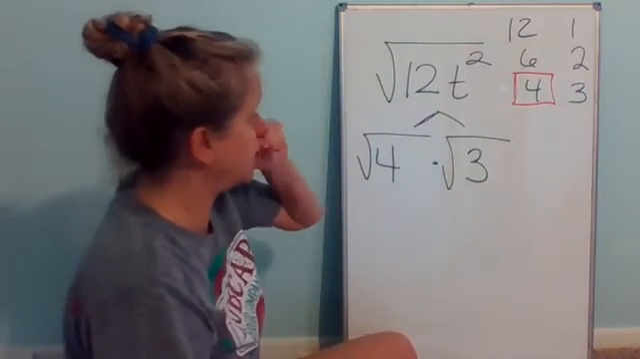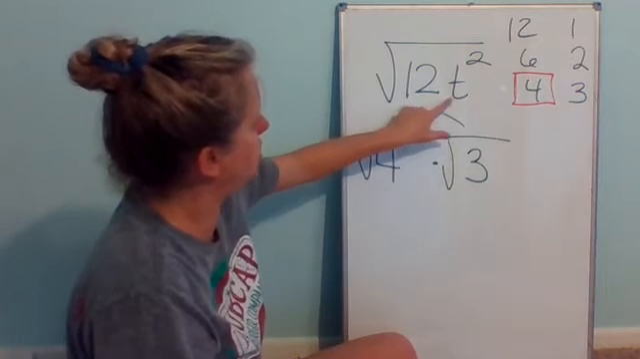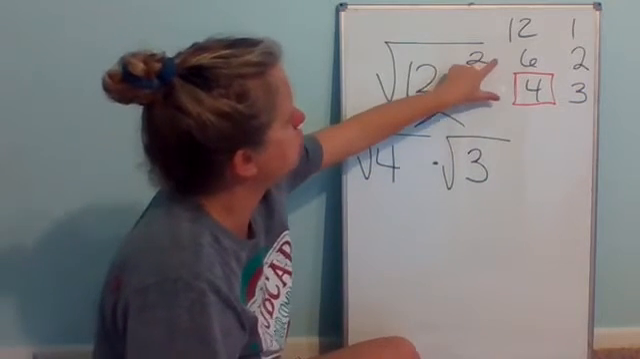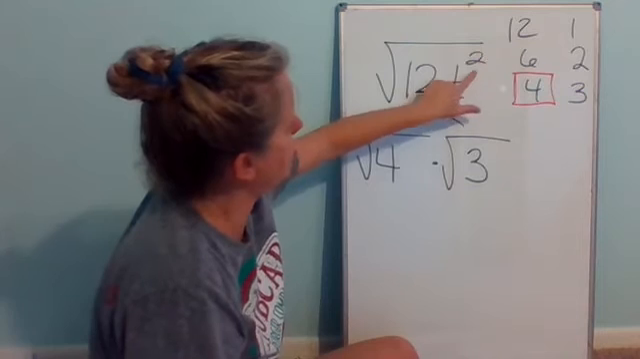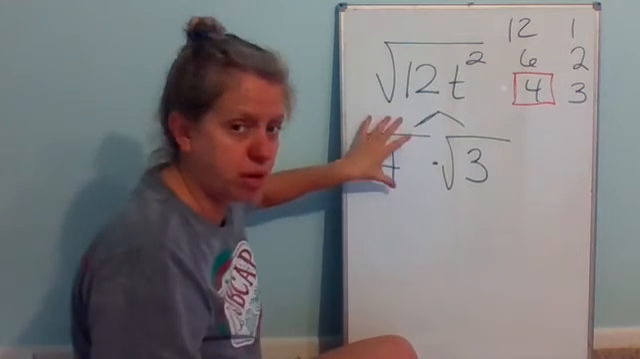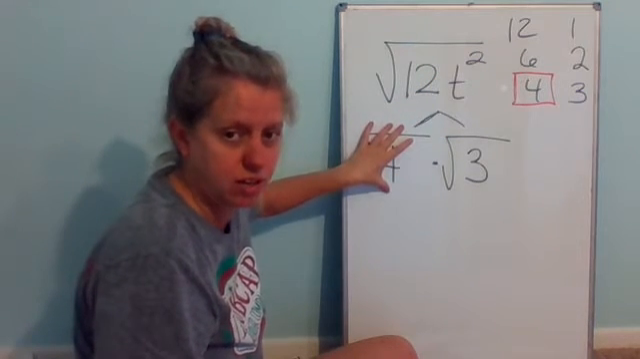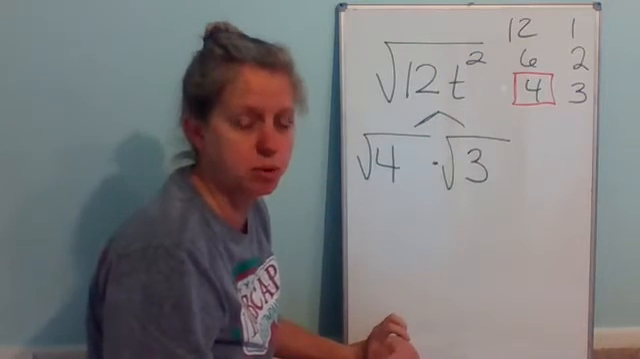So something new in this problem that hasn't been in the previous ones is I do have a t squared, which means I want to still put as much as I can over here to have as little trash as possible.